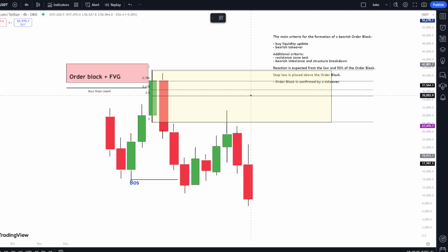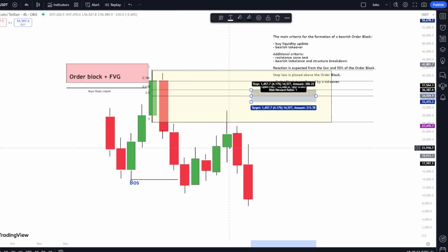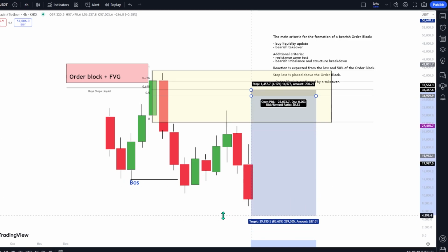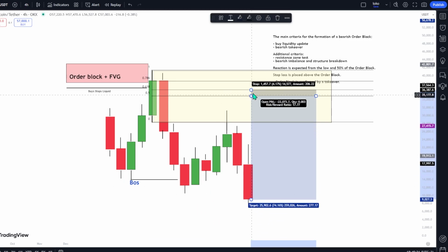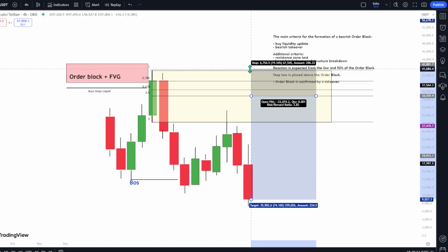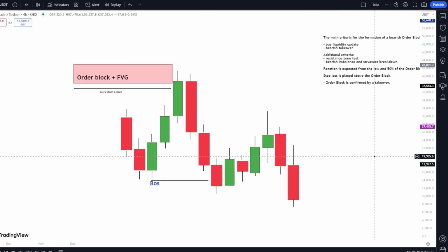And now I will show you a more conservative way to place a trade. We determine the 0.5 point of the order block, with the target at the liquidity capturing on the chart, and place the stop loss above the order block. So it's going to be a very safe deal, which has a good win rate.